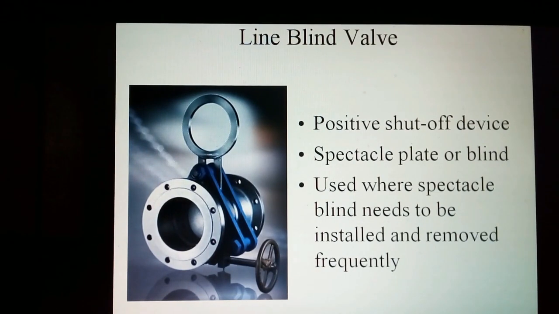Line blanch valve. This is a positive shut-off device which basically consists of a flange assembly sandwiching the spectacle plate or blind. It is used where spectacle blind needs to be installed and removed frequently. The line blanch valve is permanently installed into a pipeline. The valve's internal cam mechanism allows to change the plate from open to closed position within a minute.